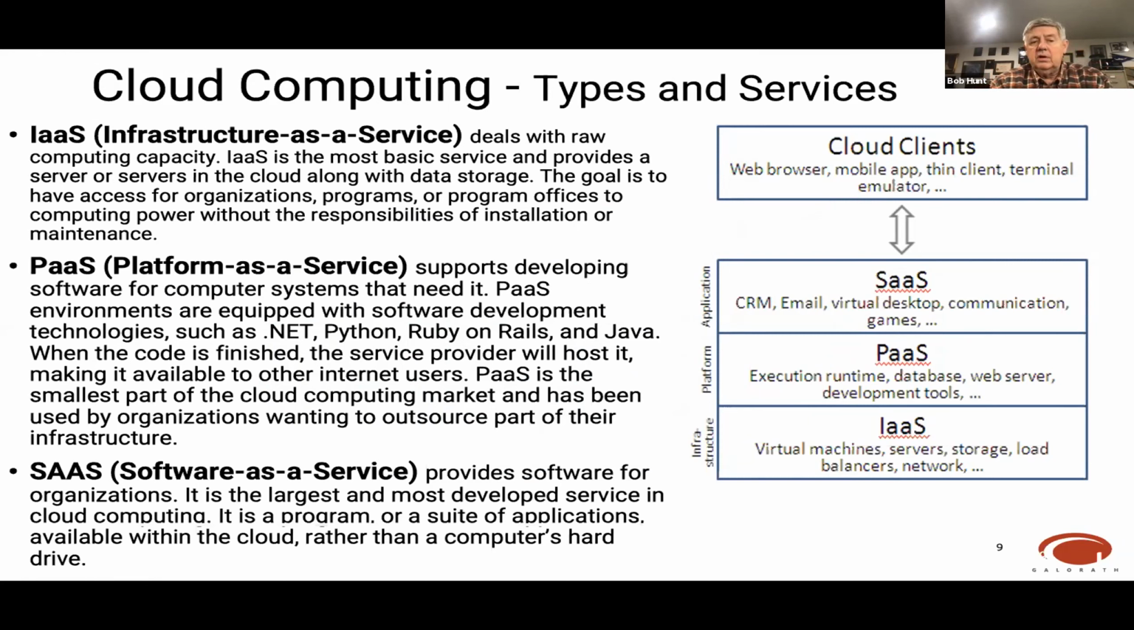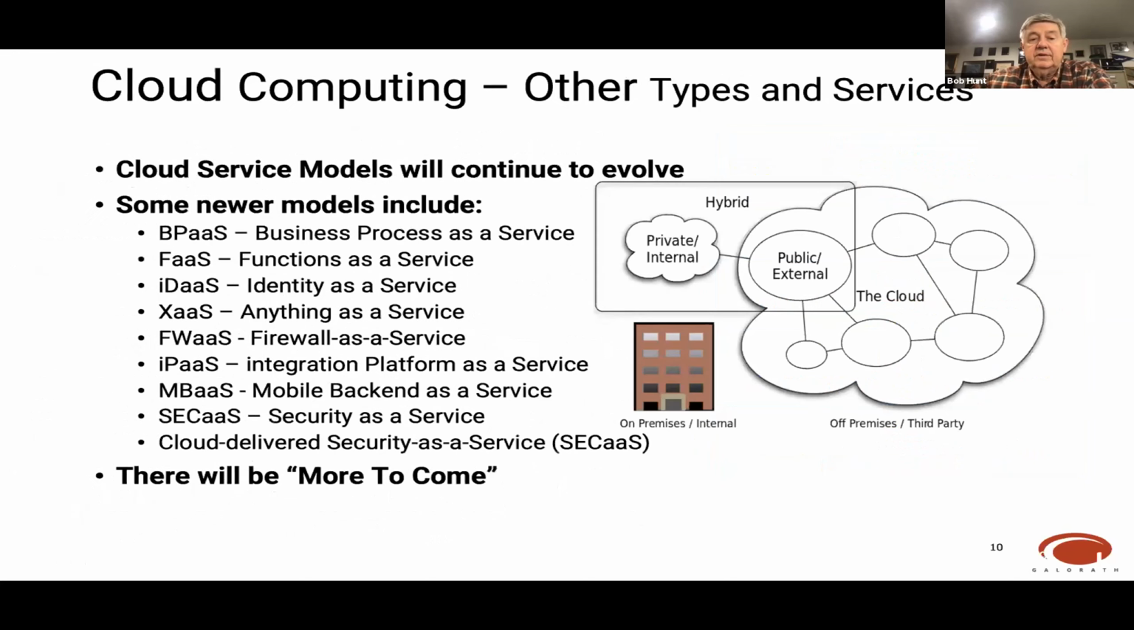You see where I've referenced .NET and Python and Ruby on Rails and Java. Many of you will remember the discussions early in our growth of talking about thin client and thick client services. Software as a service provides software to organizations. It's the largest and most developed service in cloud computing. It's a program or a suite of applications available within the cloud rather than on a computer's hard drive.